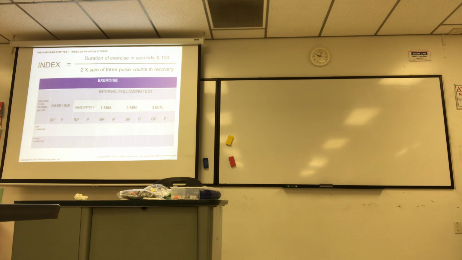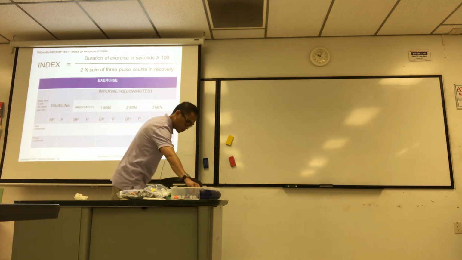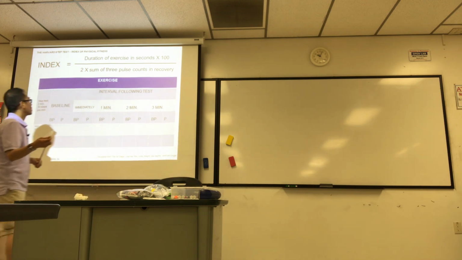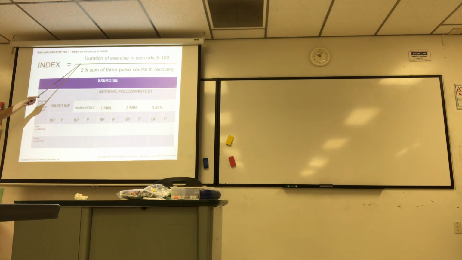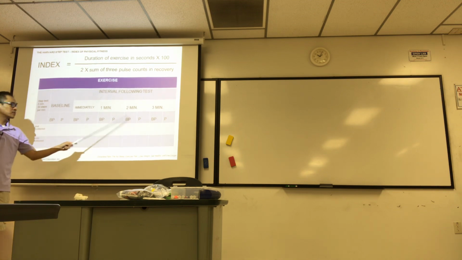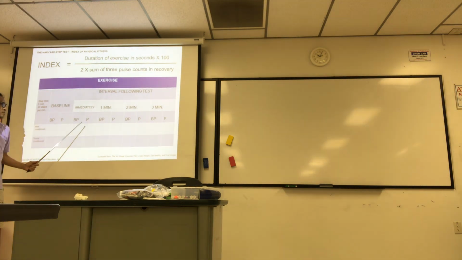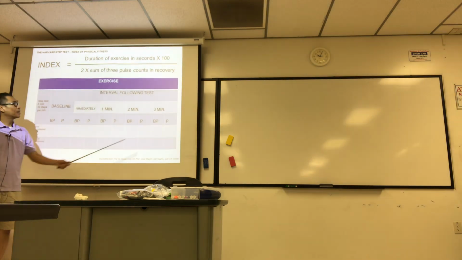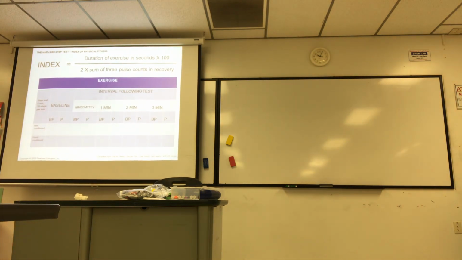So what you're going to do is you have an index. The index works because look what you're doing here. Duration of exercise in seconds times 100, it's 5 minutes, right? Divide by 2 times the sum of 3 pulse counts in recovery. You're taking 4 pulse counts. If I take the first 3, for example, all right? And the thinking is, if you're in shape, this should be a lower number in the denominator, okay?